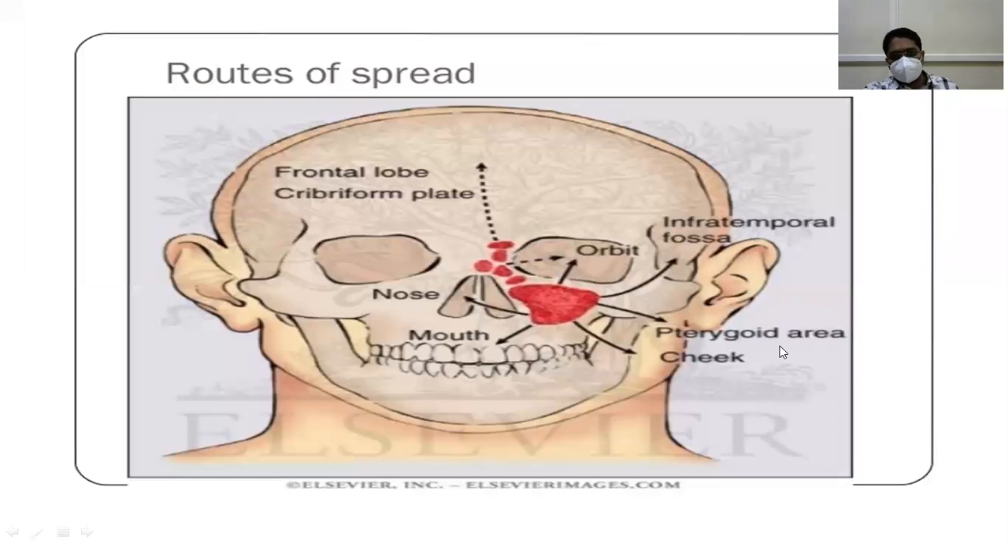Now the routes of spread. Here you need to know where the maxillary sinus is located and what its relations are. Then only will you get to know how it spreads. See the maxillary sinus here. Superior spread is to the orbit. Medial spread is to the nasal cavity. Posterior spread is through the posterior wall of the maxillary sinus to the pterygoid plates, pterygoid area. Inferior spread is to the mouth and hard palate. Anterior spread is to the cheek. Even superior spread to the cribriform plate, through to the brain. These are the routes of spread.